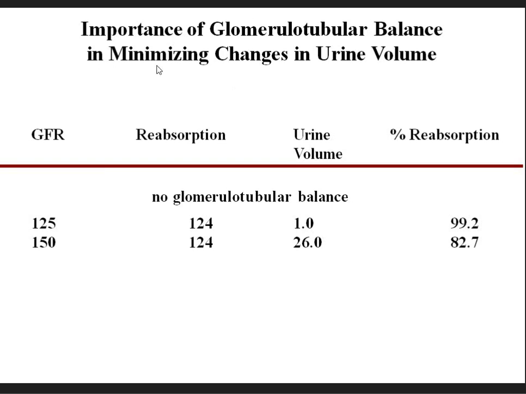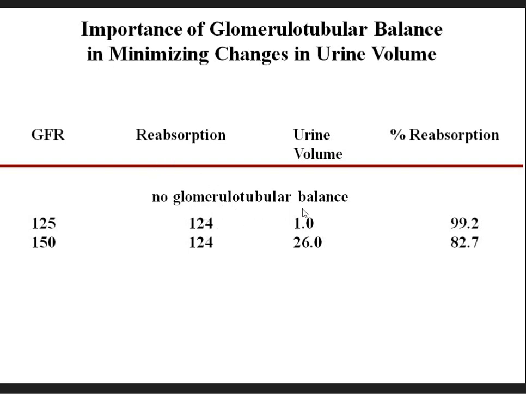The importance of glomerular-tubular balance in minimizing changes in the urine volume is depicted with this example. Here, under normal circumstances, the GFR is 125, isn't it? And the reabsorption, as I told you, is 99%. We are not discussing the PCT right now. The complete reabsorption which takes place from the tubules is 99%, and the urine volume is just 1 liter. So with reabsorption at 99%, it will be about 124 of the 125.